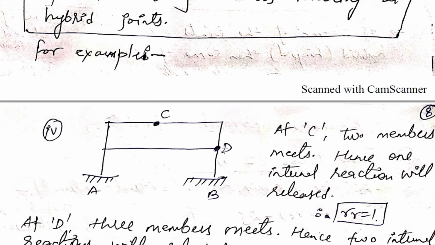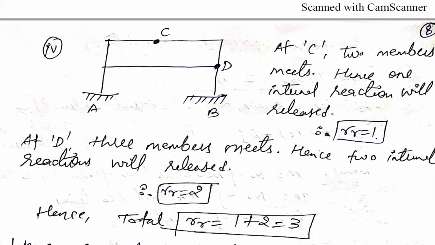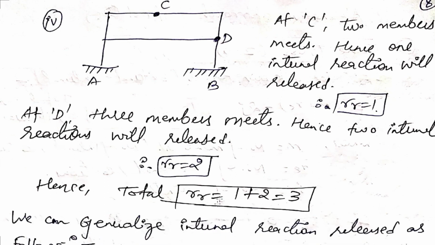For point D, the members meeting at this internal hinge D are 1 here, 2 here, and 3 here. So summation of m dash minus 1, that is 3 minus 1, is 2. So at D we are having an RR value of 2 and at C an RR value of 1. So RR is equal to 2 at point D and RR is equal to 1 at point C. So the number of released reactions is 1 plus 2 is equal to 3.